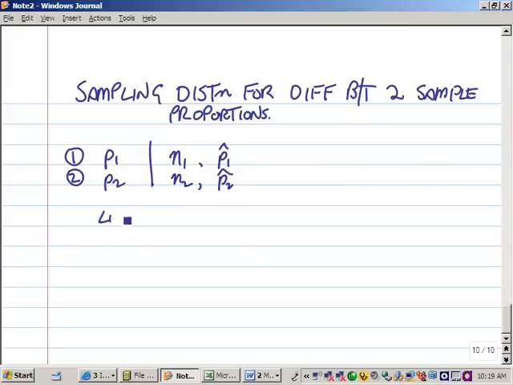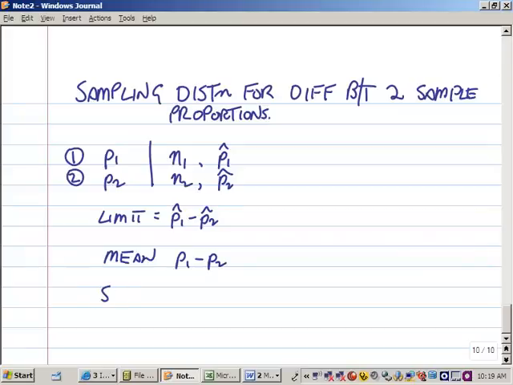The limit of the normal distribution that we're going to look at or use is p1 hat minus p2 hat. In other words, the distribution is the distribution of those differences between the two proportions. The mean of the distribution is P1 minus P2, that is the true average of the normal distribution.